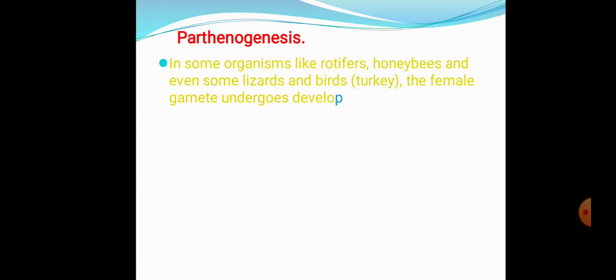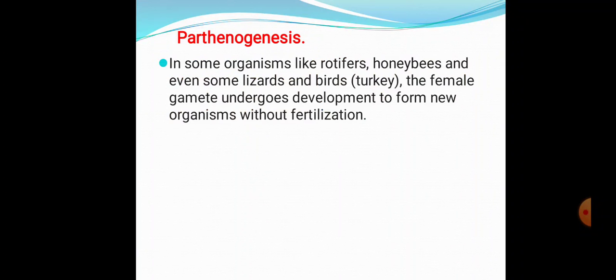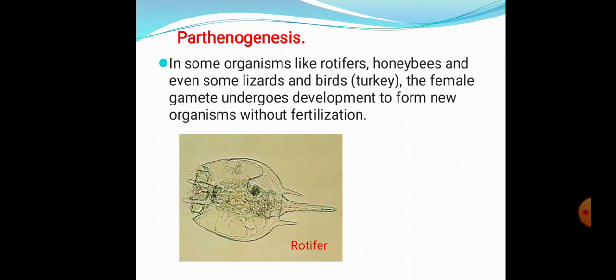Let us see a phenomenon called parthenogenesis. What is parthenogenesis? In some organisms like rotifers, which are aquatic invertebrates belonging to the phylum Rotifera, honeybees and some lizards and birds like turkey, the female gamete itself undergoes development to form new organisms without fertilization. This phenomenon is called parthenogenesis. Here you can see the image of the rotifer.